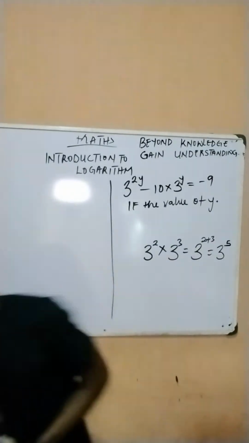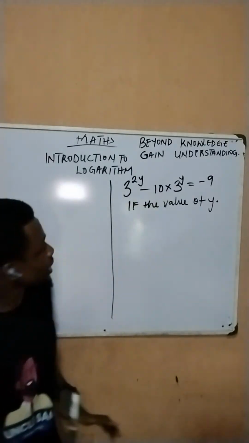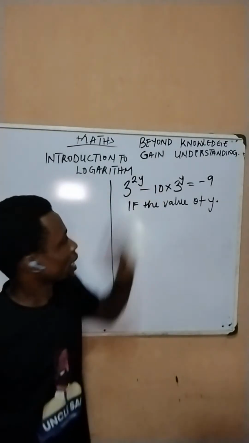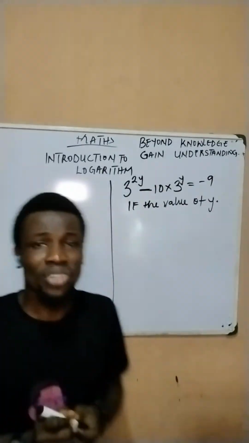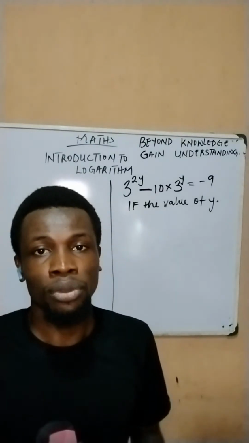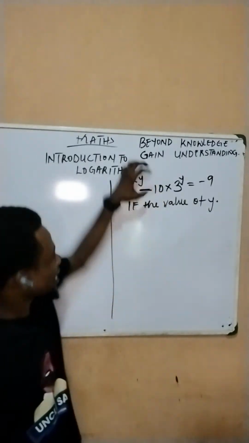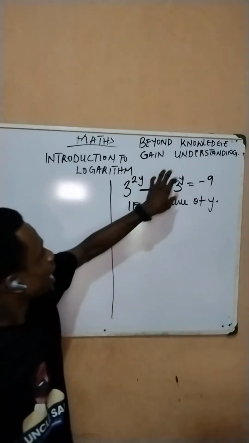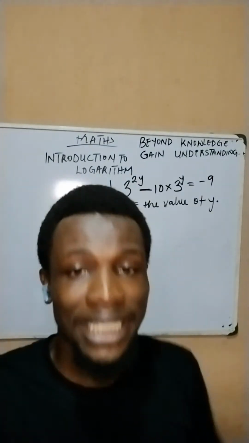What am I trying to say here? Simply put, if I have 3 raised to the power of 2y here, and I'm having a subtraction sign, which is not a division sign. If it was a division sign, I would have said, let's employ one of the basic rules of indices, which is the division rule. But here we're having subtraction, so it simply demarcates that this is a section on its own, and this is another section on its own. So what do we do in this particular case?